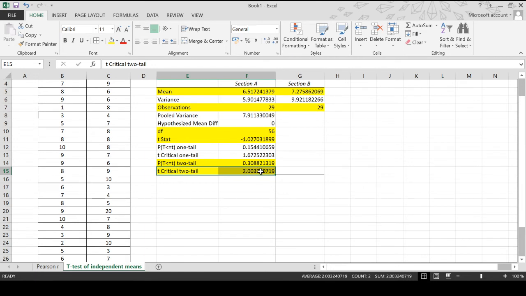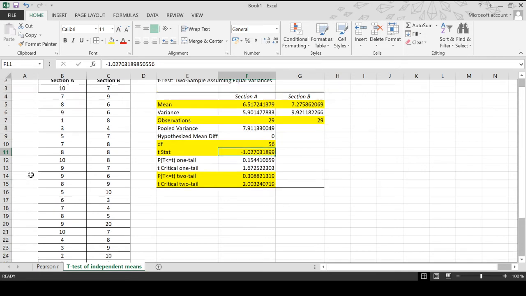So if you're going to compare this to this one, this is both positive and negative. Okay, so that's positive 2.00 and negative 2.00. If you're going to draw a normal curve and plot the points there, you will realize that negative 1.03 is inside the acceptance region. So when you have acceptance region, that is where we accept the null hypothesis.